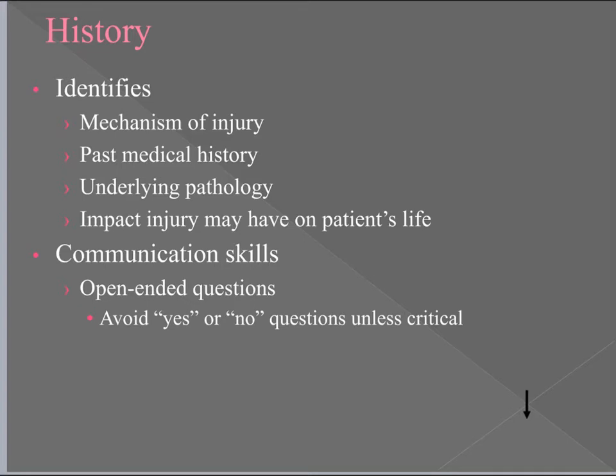It could be you're asking about genetic issues, familial issues, or it could be as simple as just tell us if you've injured this joint before, right? There's different types of past medical histories. You want to ask questions about the underlying pathology.